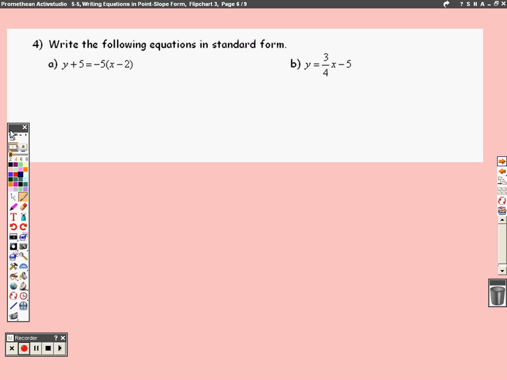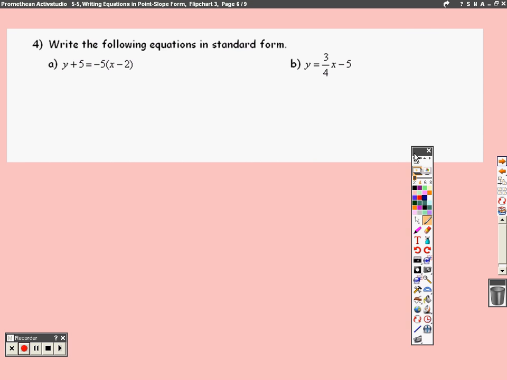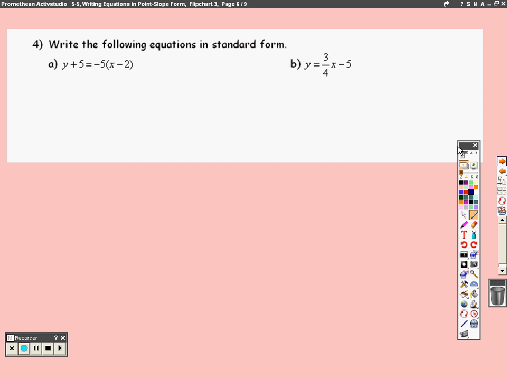So if we look at example 4, we have an equation that's in point-slope form, and they want us to convert it into standard form. So the first thing that I'm going to do with this is to distribute the negative 5. So I have y plus 5 equals negative 5x plus 10.